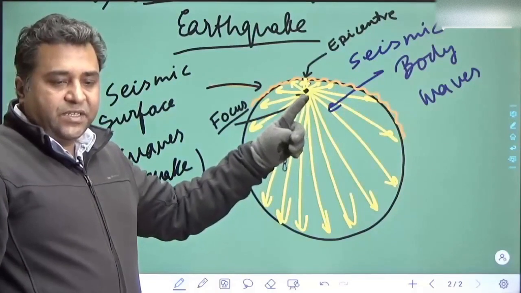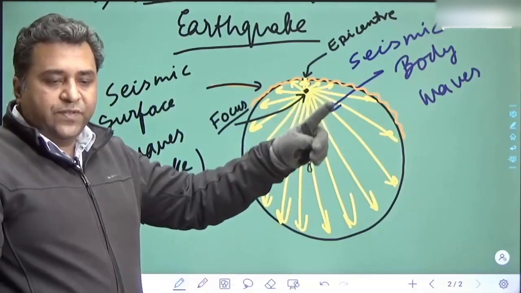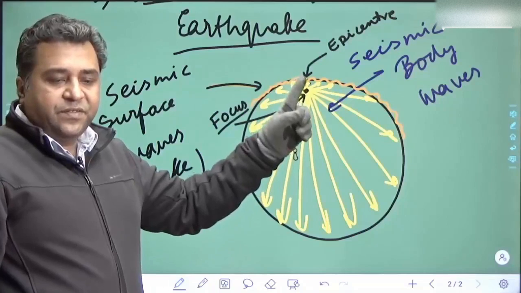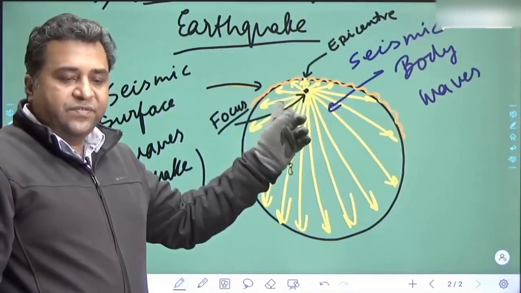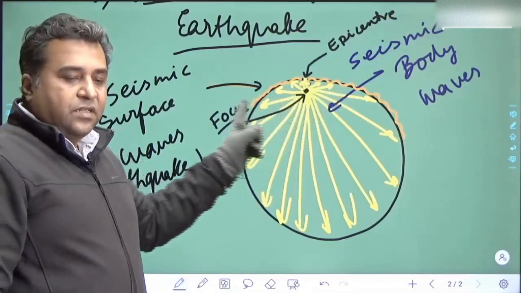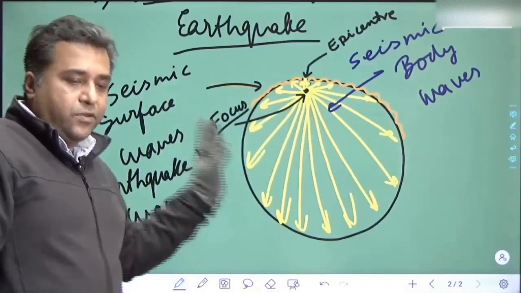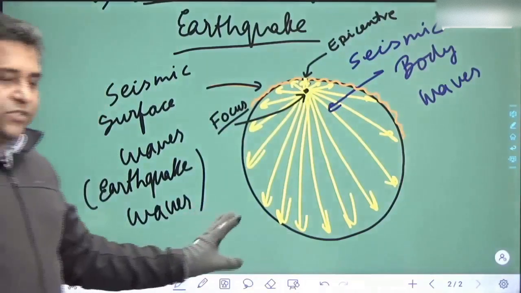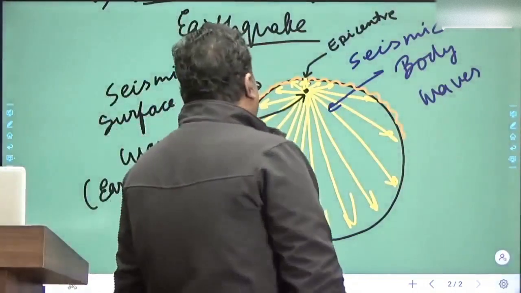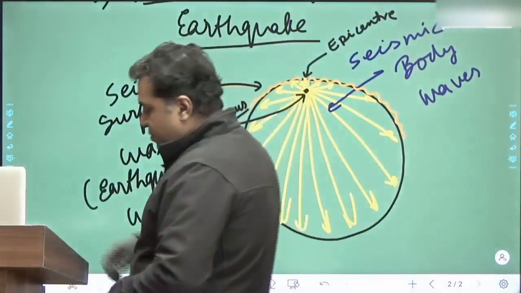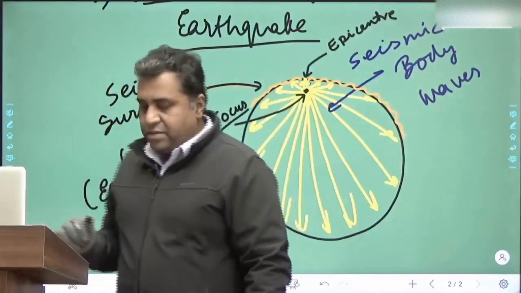It travels as seismic body waves in the whole body of the earth. When it reaches the epicenter vertically above, from there surface waves are created on the surface. They travel on the surface, which causes the earthquake. So once you have drawn this much, then I'll dictate and we can write. Just draw it fast.